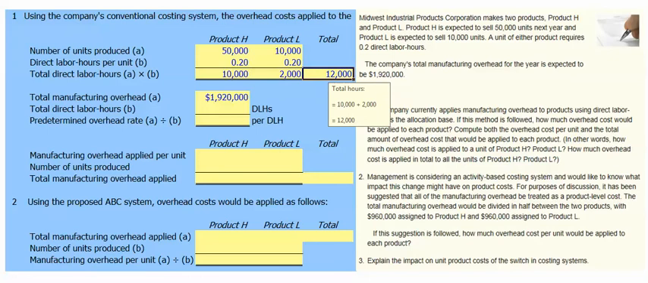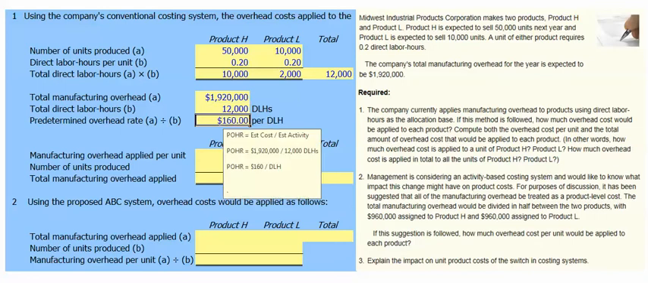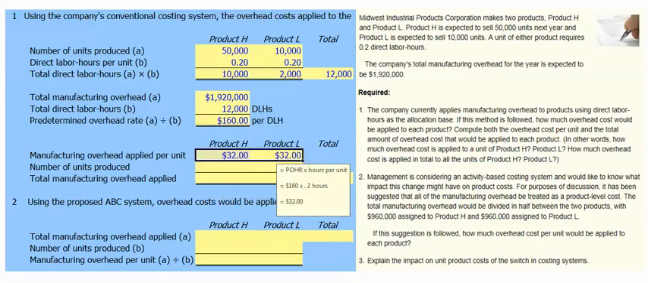To calculate our predetermined overhead rate, we'll take our total estimated manufacturing overhead cost of $1,920,000 and divide it by our estimated 12,000 direct labor hours, and we get a predetermined overhead rate of $160 per direct labor hour. To calculate the amount of overhead per unit, we need to take our predetermined overhead rate of $160 per direct labor hour and multiply it by the 0.2 hours we're expected to work on each unit of Product H and Product L. And we see our manufacturing overhead applied to each unit is $32.